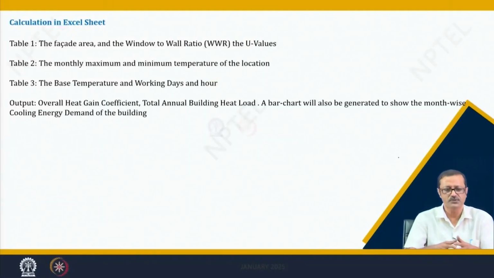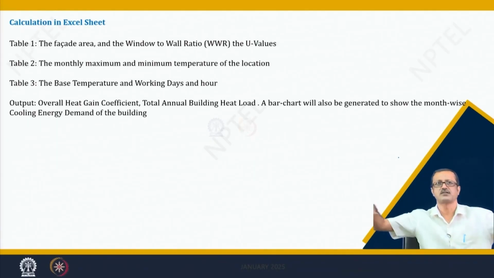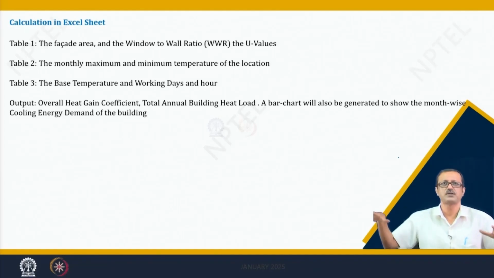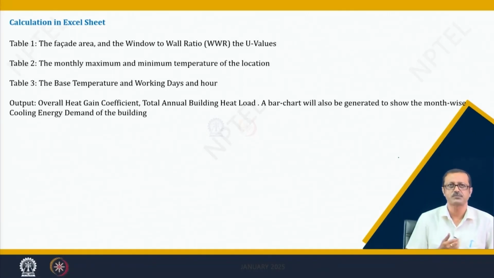First, you have to give the facade area of the different facades. I have kept 10 facade areas, and maybe your building is too large, or maybe it is not always a square or rectangular shape, there may be typical shapes. So, you may have different areas, you may require 10 areas. Then you give the monthly maximum and minimum temperature of the location. You can get it from some kind of website.